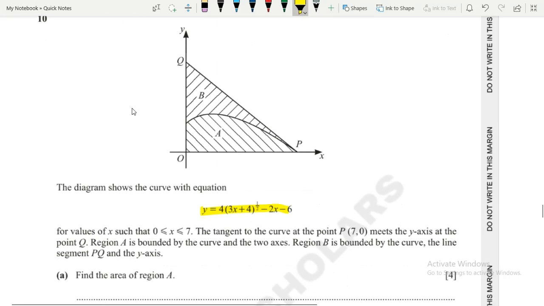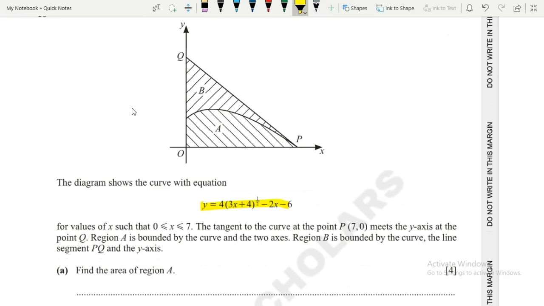For the values of x such that x is greater than or equal to 0 and less than or equal to 7, the tangent to the curve at the point P(7, 0) meets the y-axis at the point Q. So this is the point Q. The region A is bounded by the curve and the two axes. So this is the one axis and this is the region A.